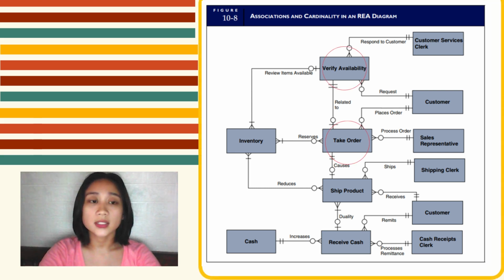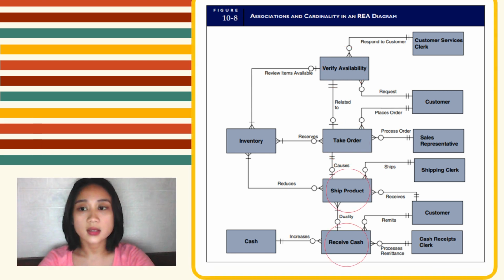Let's now discuss cardinality between the verify availability and take order entities. The cardinality between them is 0 or 1 at take order and 1 and only 1 at verify availability. Best example of this is a customer verifies the availability of a product, considered as one customer inquiry. But this does not mean that because he inquired, he will make an order. So the cardinality at take order is 0 or 1, since he may or may not place an order even if he verified some product.